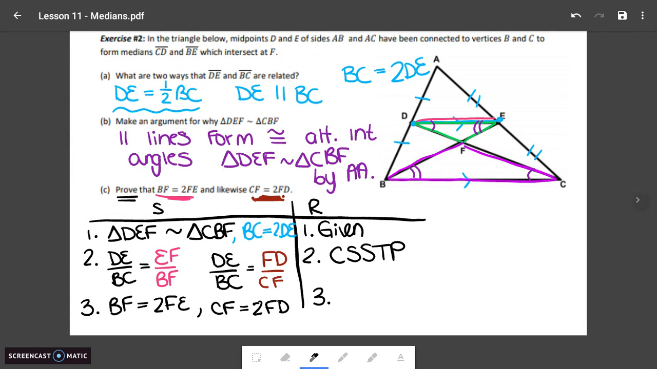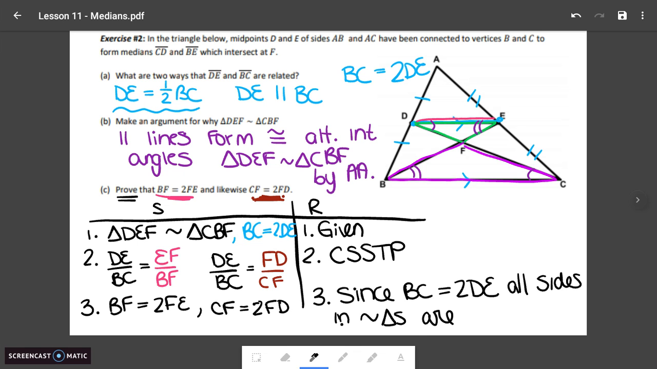Since I just said the sides are proportional, since BC is equal to 2 DE, all sides in similar triangles are proportional. So if we know one scale factor, we know them all, because all three of them should follow the same amount.